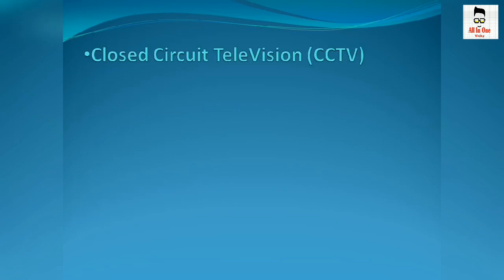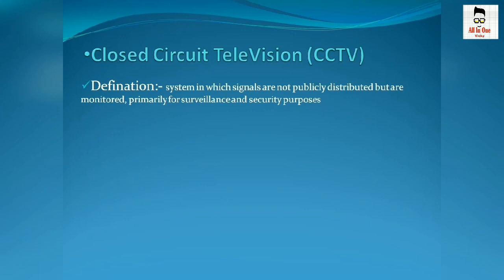Hey friends, so let us start today's topic, and today's topic is related to closed circuit television. As you can see, it is also named CCTV. The first point is the definition. The definition is a system in which signals are not publicly distributed but are monitored. It means it's closed circuit television, so signals are not public. The signal means the recordings and all which are happening from the camera. It is not publicly distributed but is monitored, and primarily for surveillance and security purposes we use CCTVs.